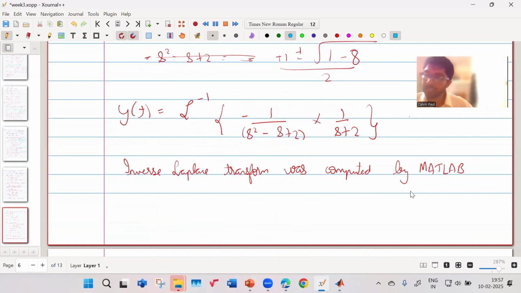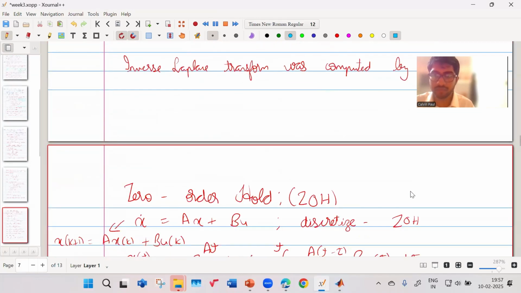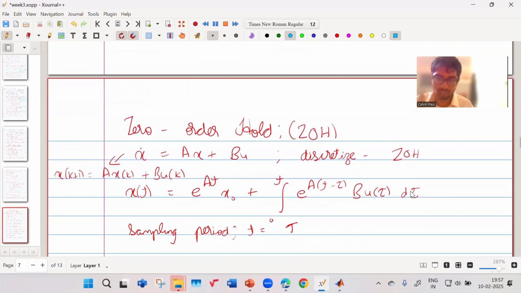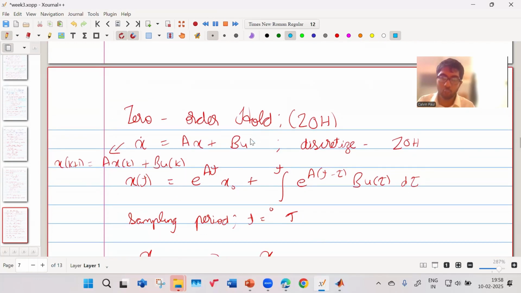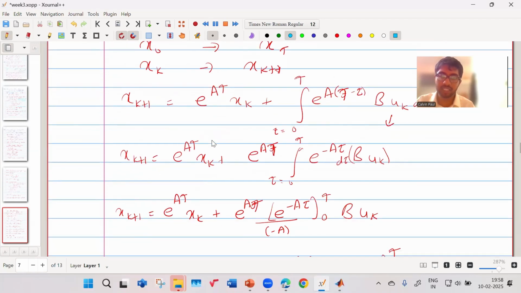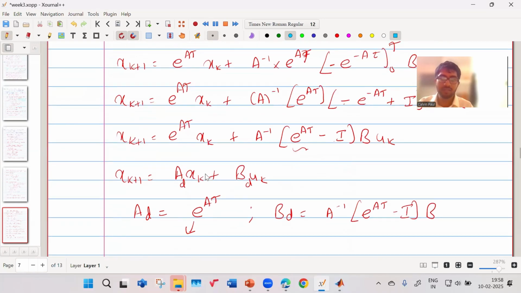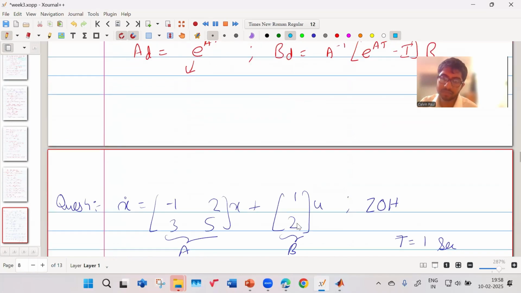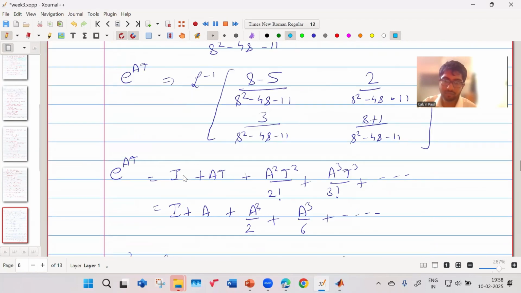But you can use these commands only if you have the license for the symbolic toolbox. I hope you have it and you can try to get it. You can check, probably your college has the license. Then we considered the zero order hold, and how we can convert the continuous time matrix to a discretized version, given by these expressions: AD is e power AT and BD is this. Then we try to do it.